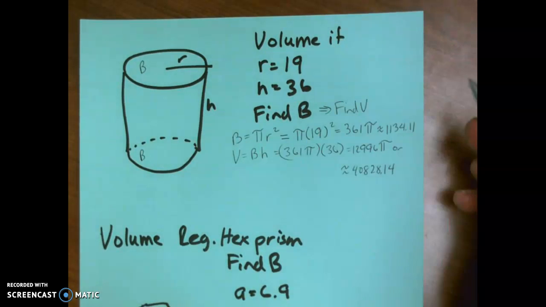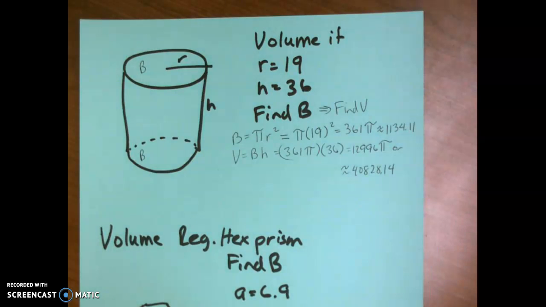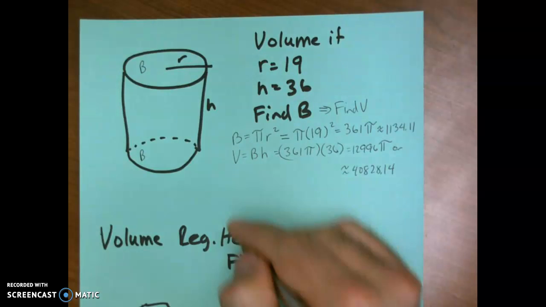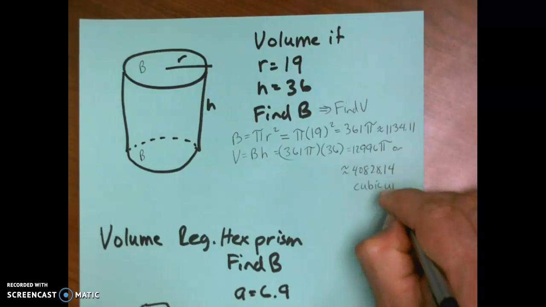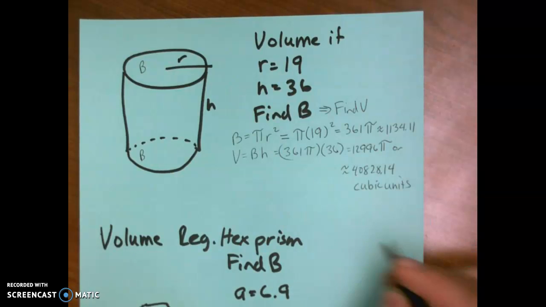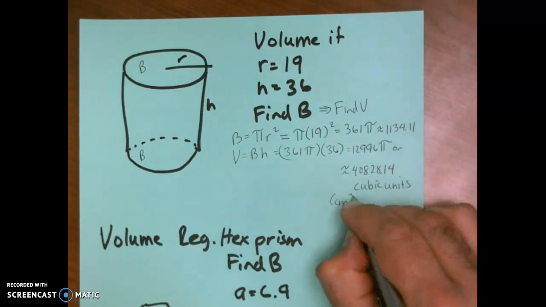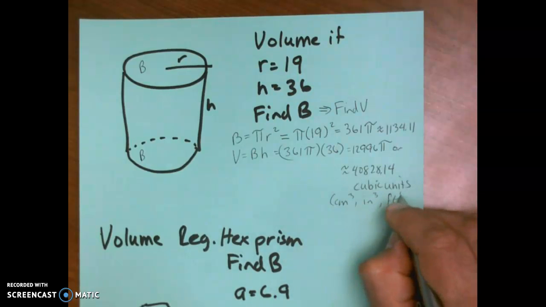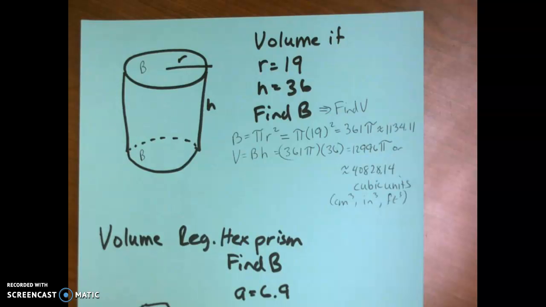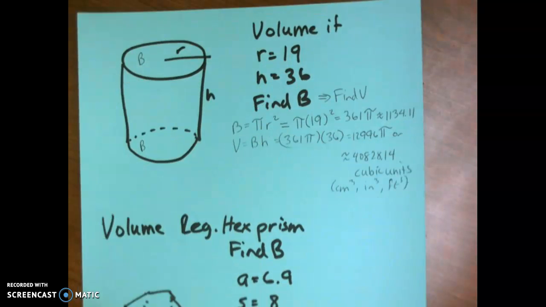Now, no dimensions were given. If the dimensions were given, it could be centimeters, inches, whatever. Our volume is always cubic. So these would be cubic units. Okay. For example, cubic centimeters, cubic inches, cubic feet, etc.